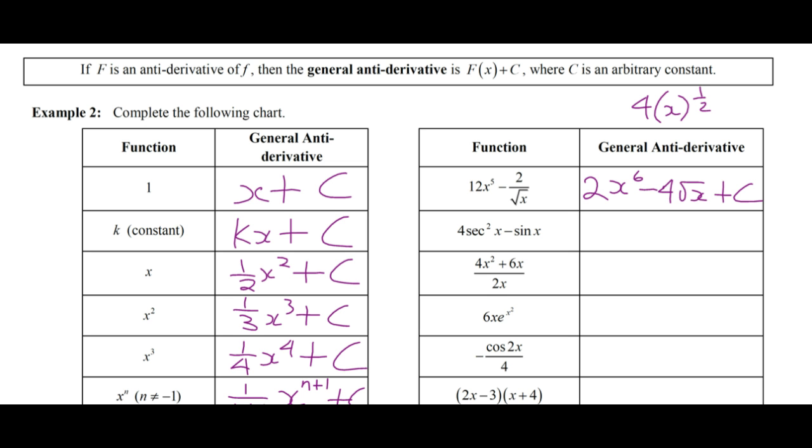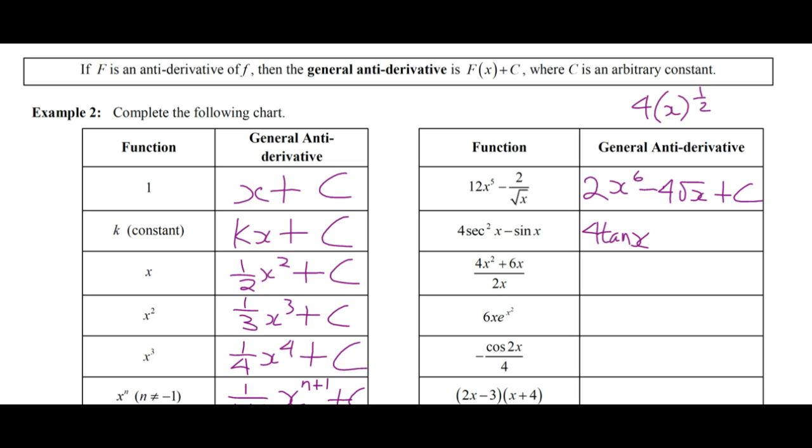4 secant squared x minus sine x. Quick, formula sheet. So 4 tan x, the derivative of that is going to be 4 secant squared x, right?